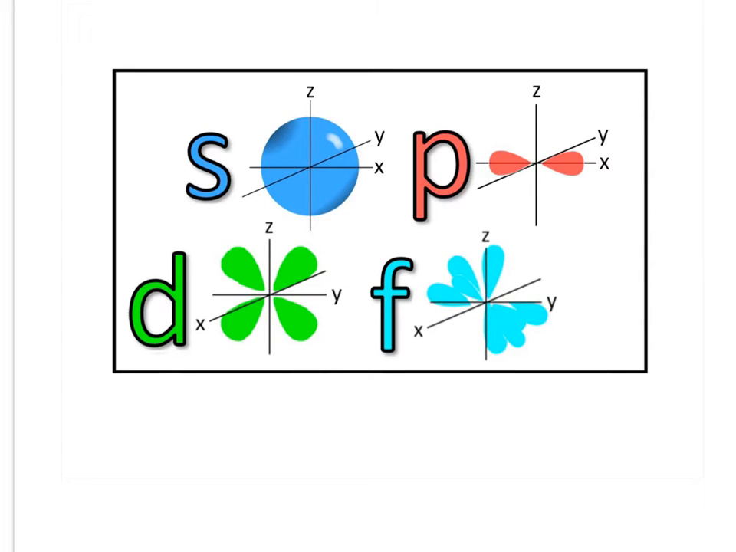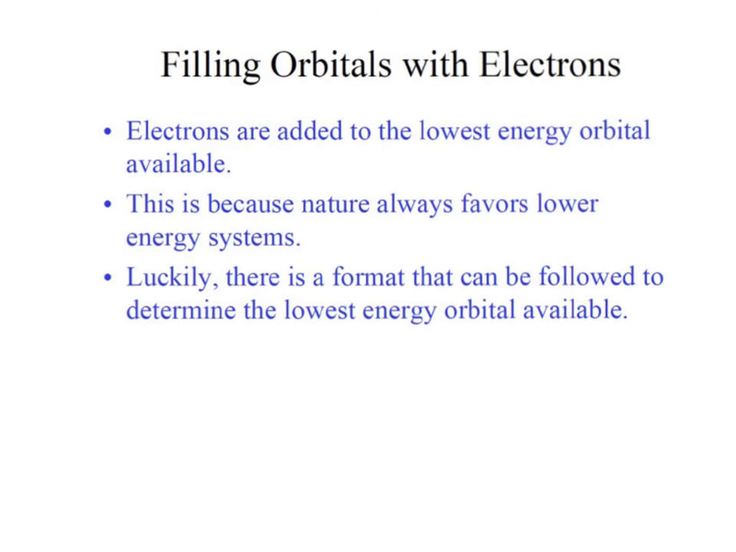And there's 4 different types. We have our s orbital, which looks like a sphere, the p, which kind of looks like a peanut, the d, which looks like a dumbbell. It's actually more kind of like this looking, and then the f, which is a flower. And so you have them on each axis, the x, y, and z axis. All right, so when we fill orbitals, they have to fill the lowest energy first, because nature always favors lower energy systems.